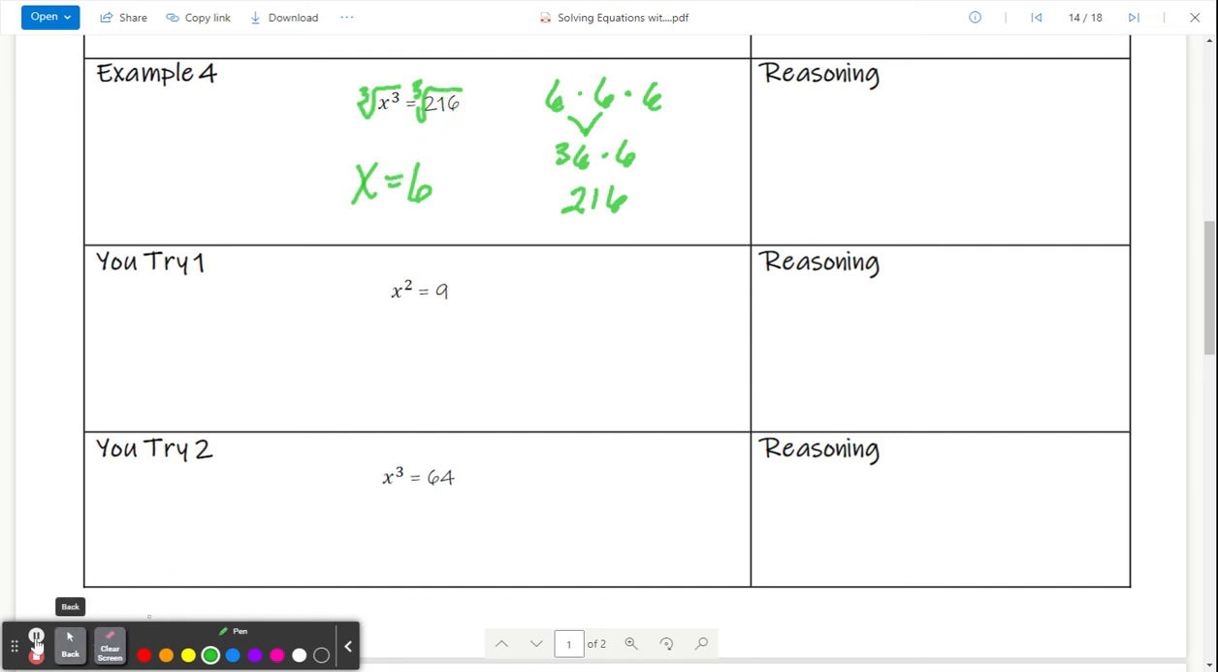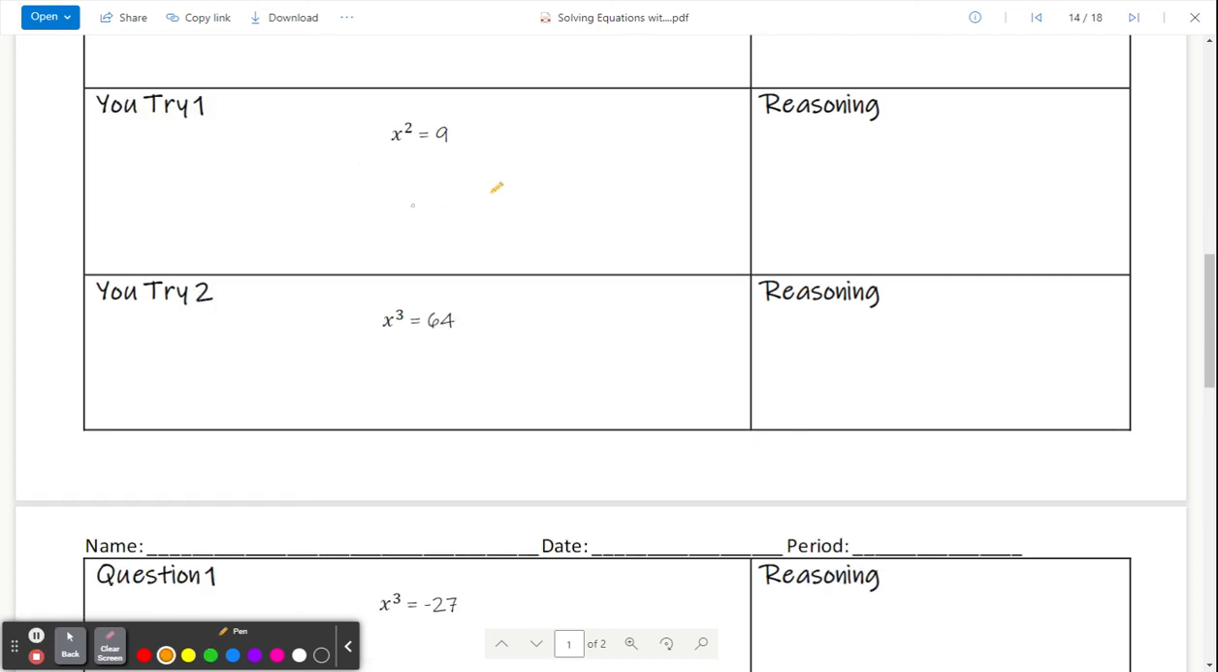All right, so pause the video here and do the You Tries, and I'll see you back once you've tried them. And we're back. How did you do? Did you recognize that this was squared, and so you would need to take the square root of both of these? The square root of 9 is 3. That's absolutely right. So in this case, x equals 3. My reasoning is 3 squared equals 9.